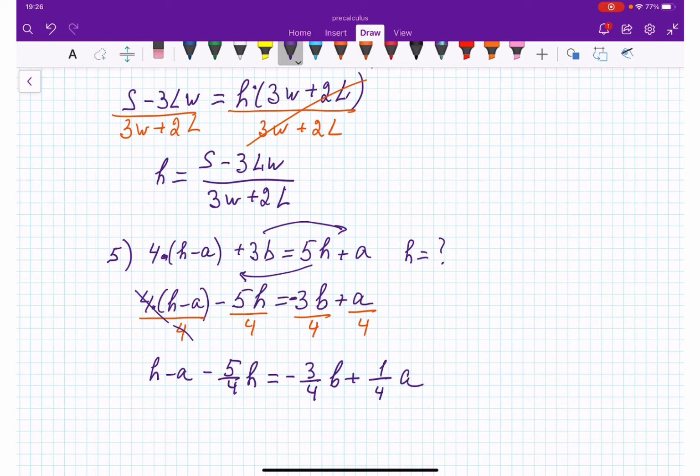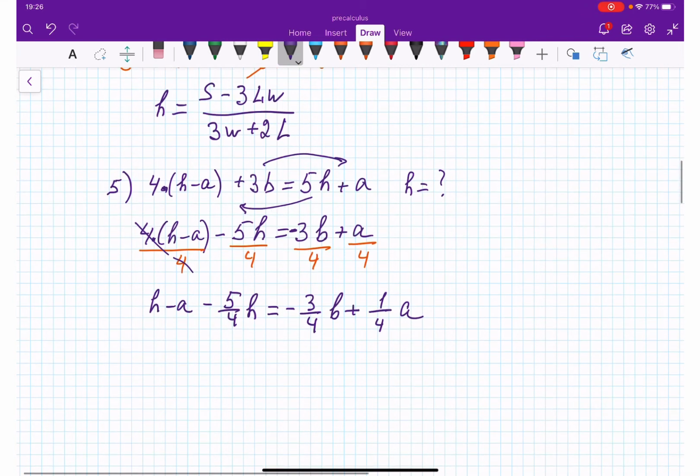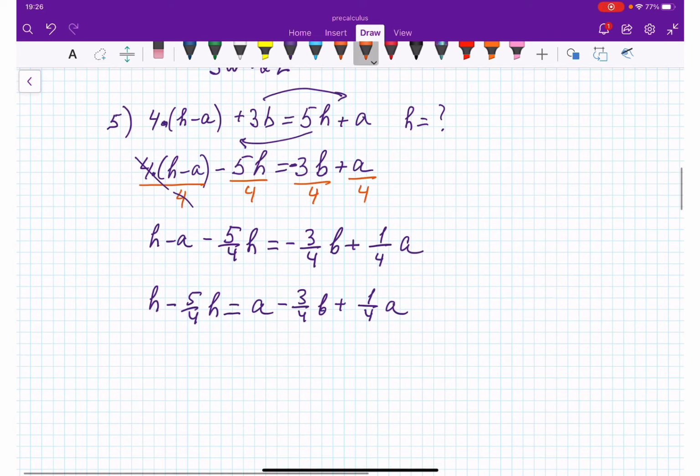Okay, so we need to find H. What I'm going to do, I need to move this negative A also on this side, get rid of this A. It was negative, will become positive. So I have H minus 5/4H equal positive A, right? I moved, was negative, became positive, minus 3/4 B plus 1/4 A. As you can see, we have here like terms, A and 1/4 A. Well, we'll take care of it.